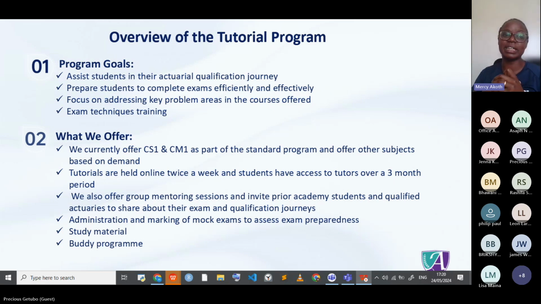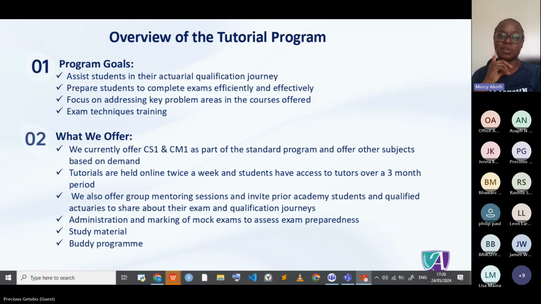And most importantly, you also get some training in your exam techniques, which I think is super important. Covering the notes is one thing, but having the right techniques matters, and our tutors are well experienced in the respective subjects they tutor. We also have mentoring sessions, and you'll get to speak to qualified actuaries or student actuaries who've gone ahead of you. So you'll get some study techniques and exam techniques along the way.